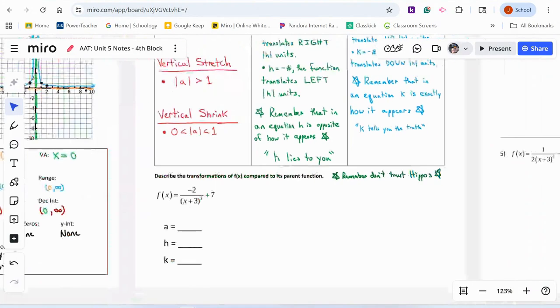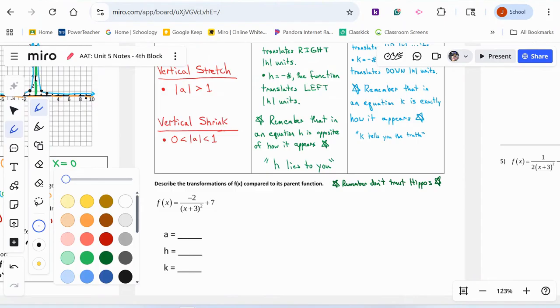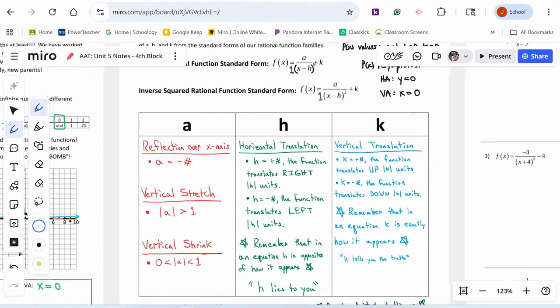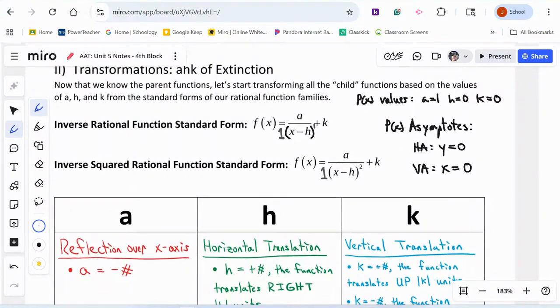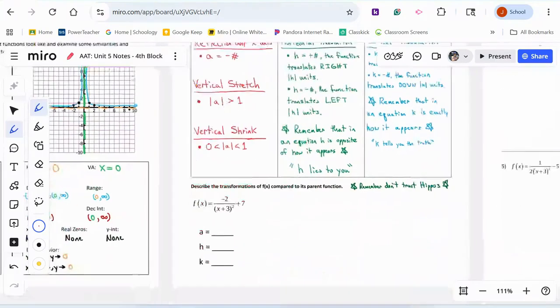All right, so let's chat about this first example here. And again, guys, this is the same story, different chapter. What we're going to do is compare this function to its formula to identify A, H, and K. And then if A, H, and K have changed from the parent functions, there were transformations. If any of those values stay the same as the parent values, then we know no transformations. So let's take a look here.